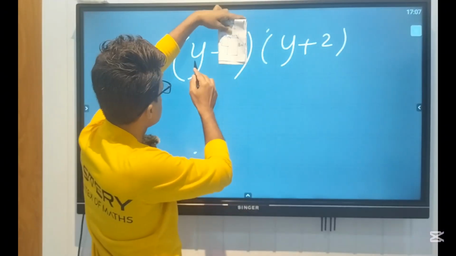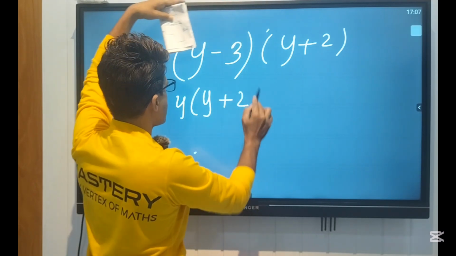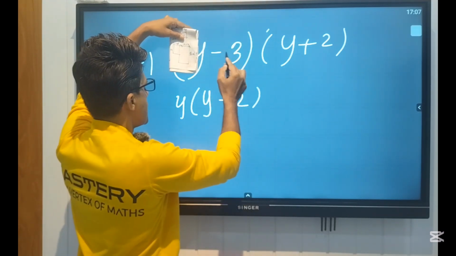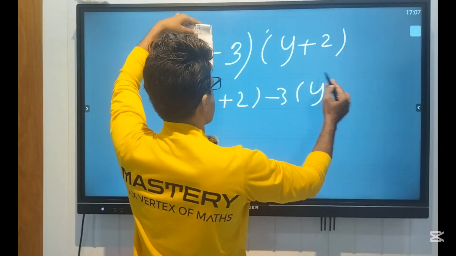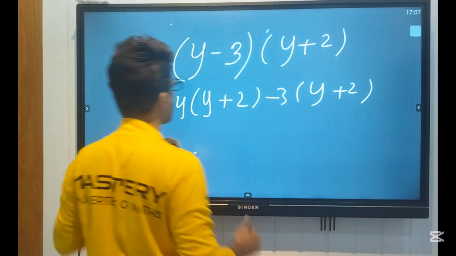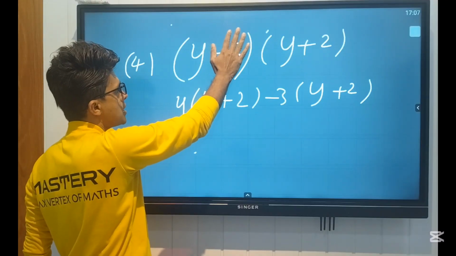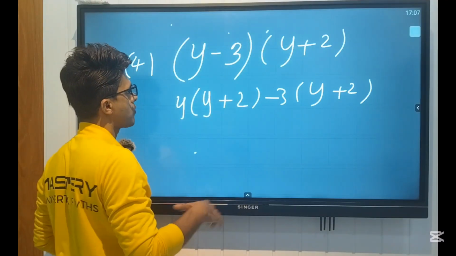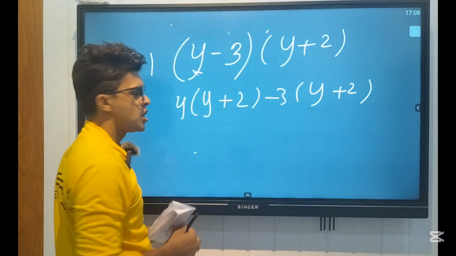Then right now you could see this y and this y plus 7. Then y times y plus 7. After that you can close this one. Then the remaining terms you could see minus 3 times y plus 2. First you need to close this one. Then you could see these terms, y and y plus 2. After that this one. Then remaining terms minus 3 times y plus 2.